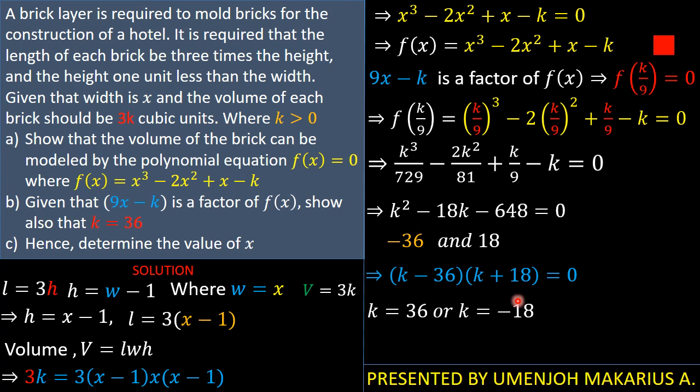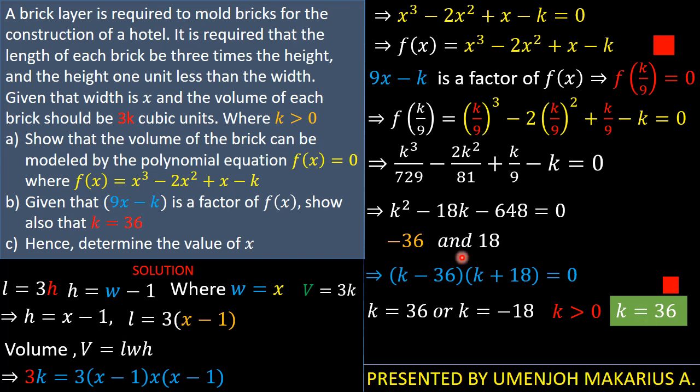But we will not take both values, because they gave us a condition: k is greater than 0. We see that negative 18 is less than 0, so we reject it. Our only answer in this case is k equal to 36, as required, since it was a proof. So this is the end of the proof.